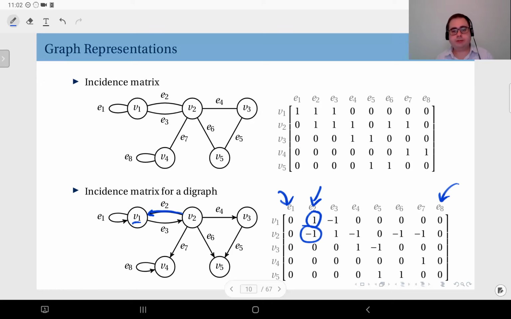So in case of a directed graph where loops are allowed, the incidence matrix may not be the best solution to represent these types of graphs.